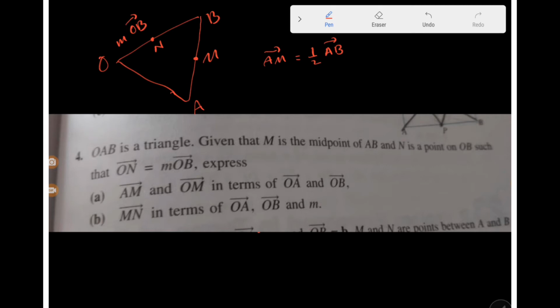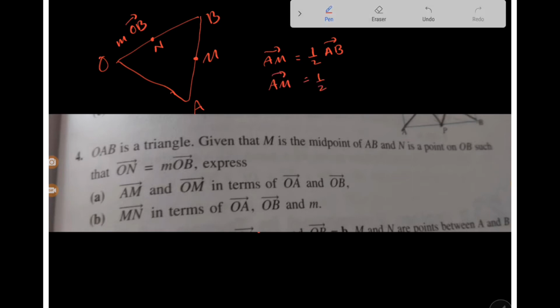All right, so first of all, AM is basically half of AB, vector A to B. Why is it half of AB? Because it is given that M is the midpoint of AB, so it means it is half of AB. And now we need to find out what AB is. So vector AM is basically half of vector AB.